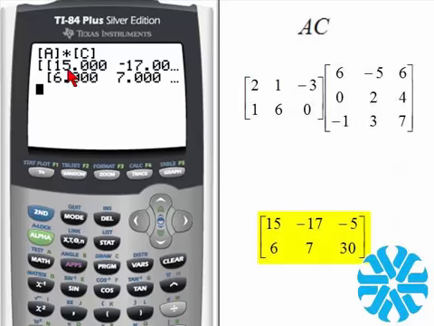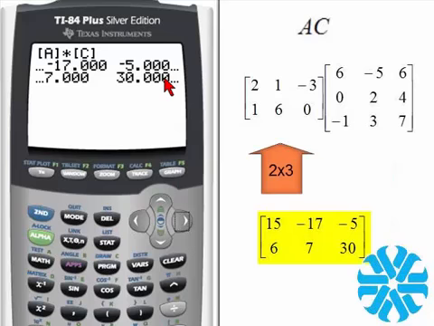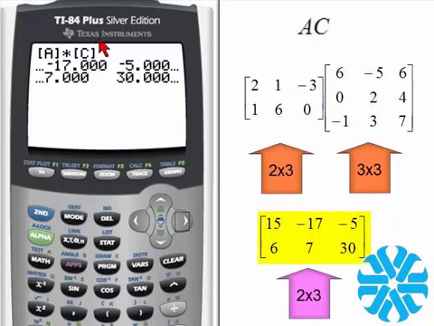Okay, the result is 15, negative 17, negative 5. Now let's check out the second row. 6, 7, and 30. Okay, notice that matrix A was a 2 by 3 and matrix C was a 3 by 3, so our result will be a 2 by 3, and it is.